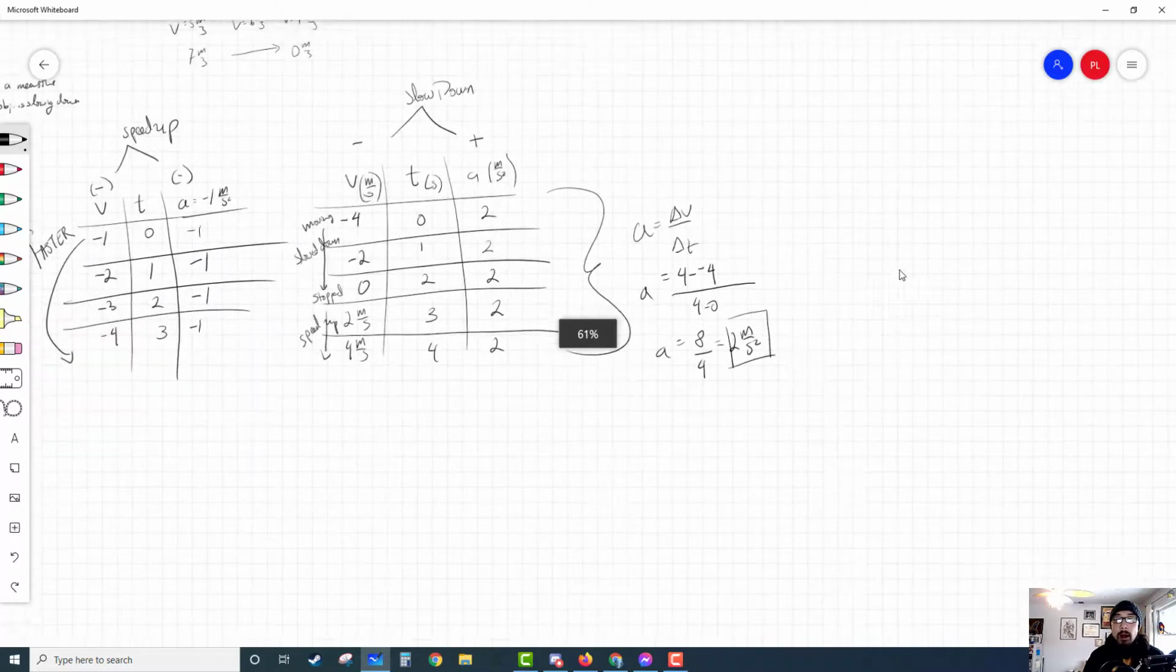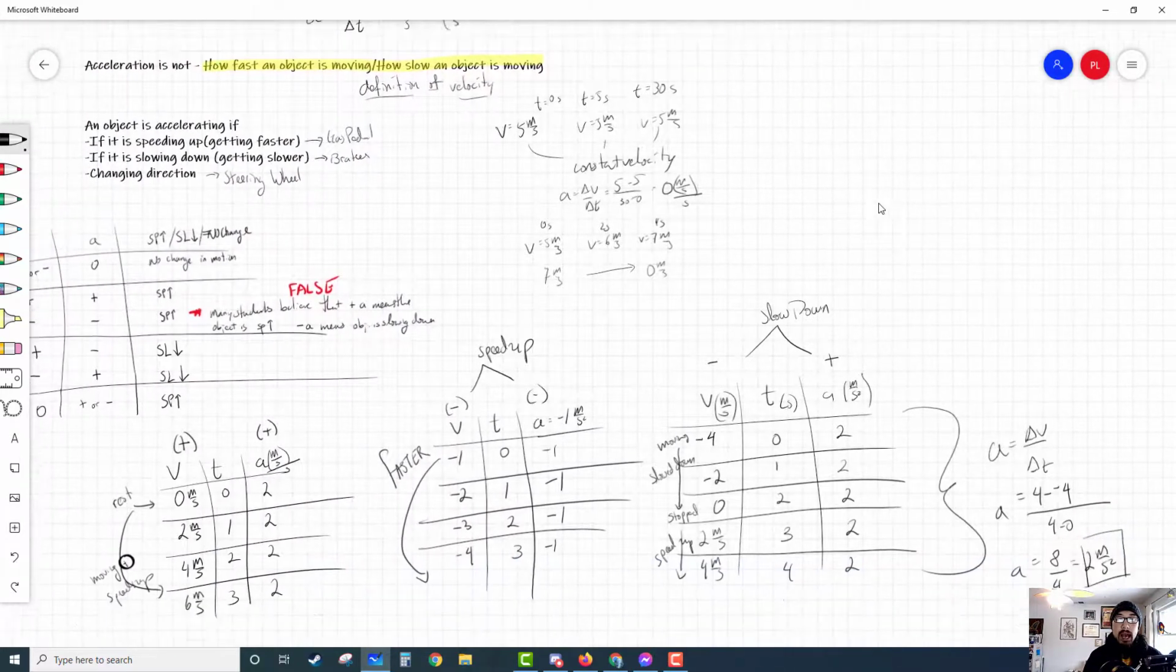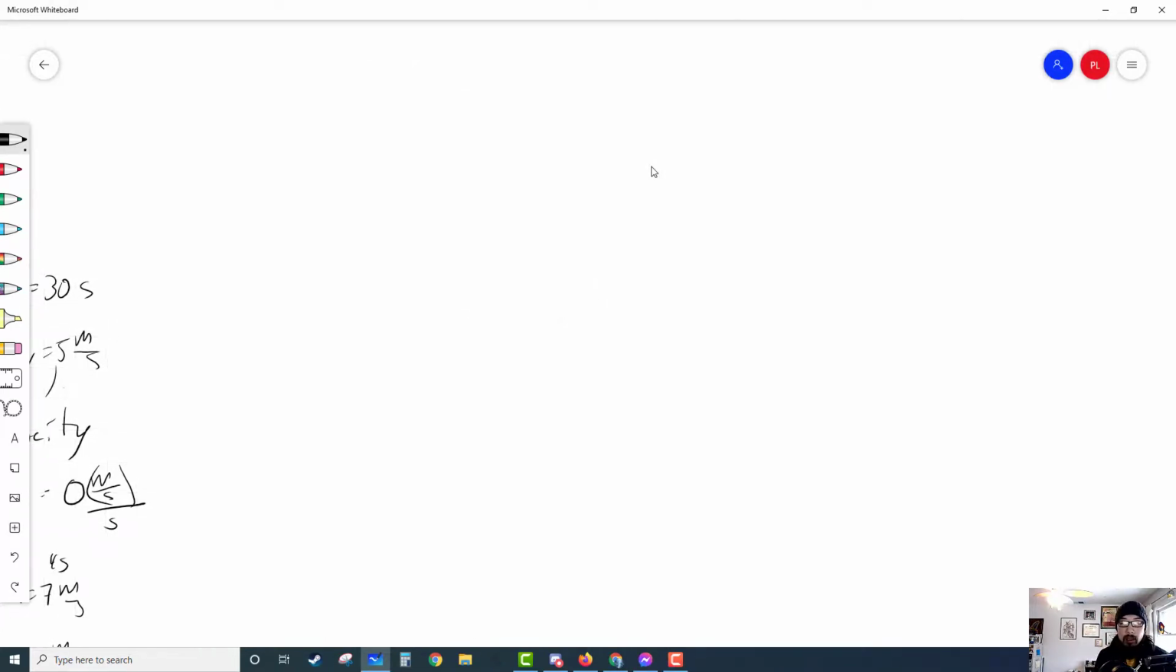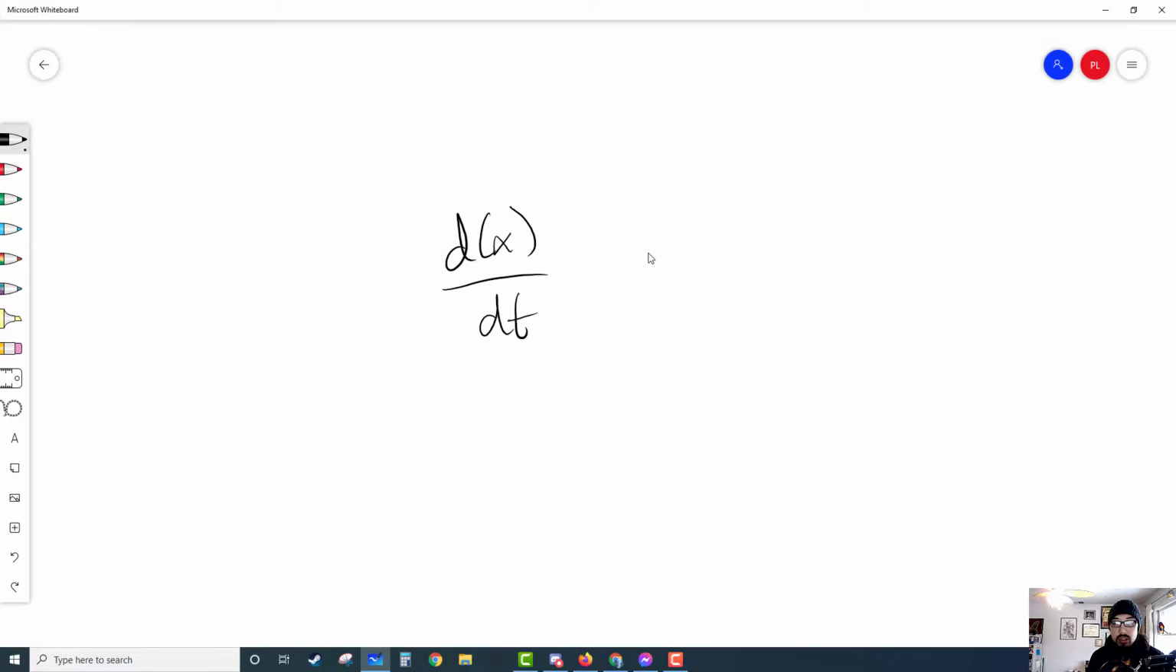All right. Now, the last thing I want to show you is the calculus of acceleration. So let's do a quick reminder of what we determined before. We determined that dx/dt, the first derivative of a position versus time function, is velocity.